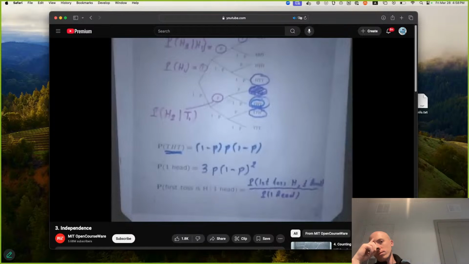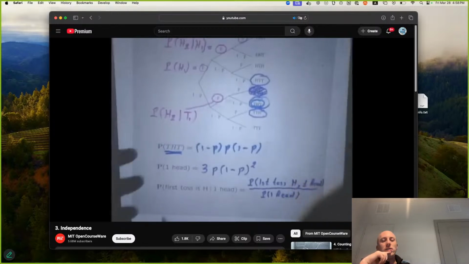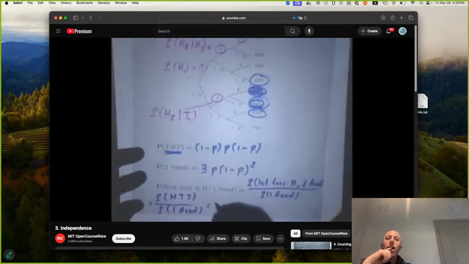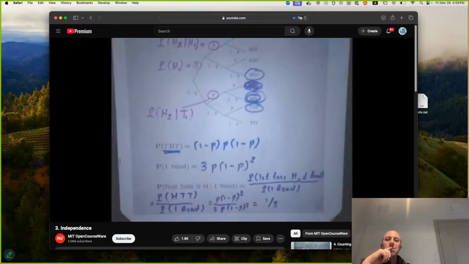What is the probability that the first toss is heads and we have exactly one head? This is the same as the event heads, tails, tails. If I tell you that the first is heads and there's only one head, it means that the others are tails. So this is the probability of heads, tails, tails, divided by the probability of one head. And we know all these quantities. Probability of heads, tails, tails is p(1-p)^2. Probability of one head is 3 times p(1-p)^2. So the final answer is 1/3, which is what you should have guessed on intuitive grounds.